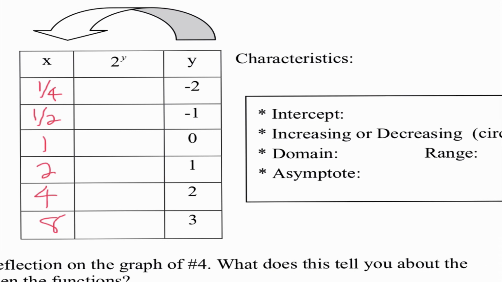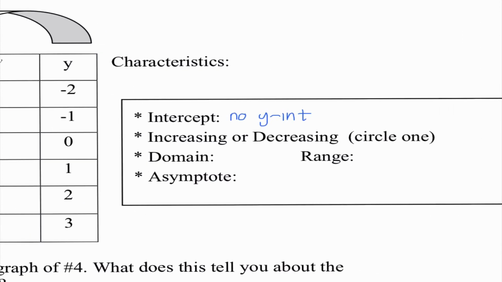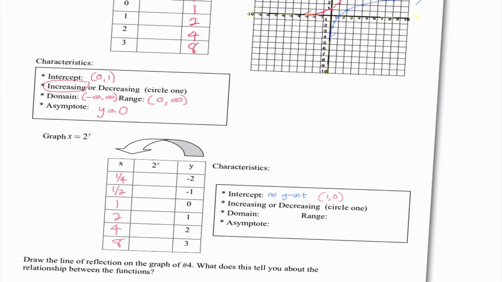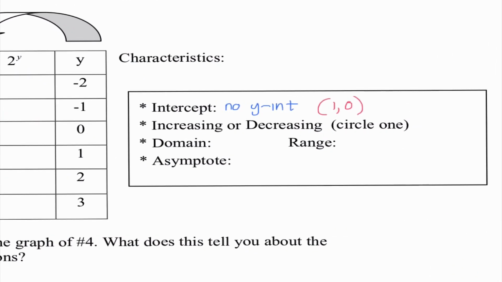And if we look at our intercept this time, there is no y-intercept. But what we do have this time is an x-intercept of (1, 0). If we look at it, it is increasing even though it looks a little bit different, so I'm going to circle that it is increasing. Our domain this time is from 0 to infinity. And just a quick reminder, the reason why we're using a parenthesis with 0 is because it doesn't actually reach 0. This time our range is from negative infinity to infinity, and our asymptote is x equals 0.